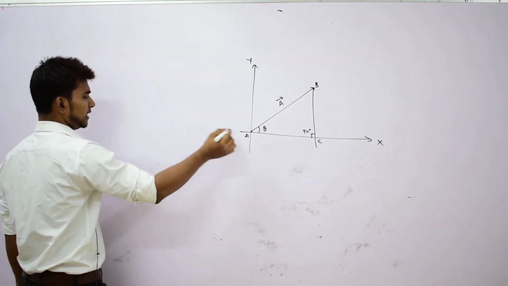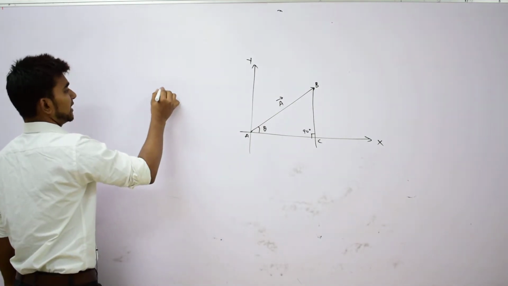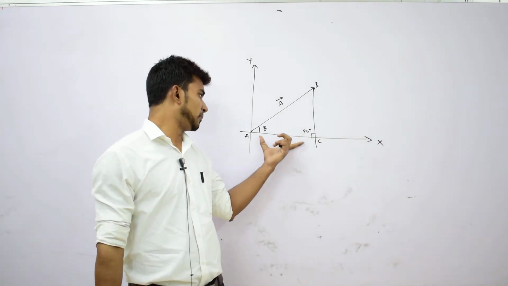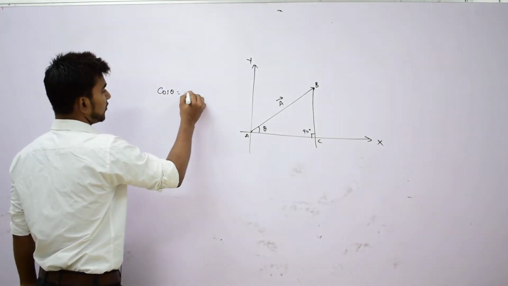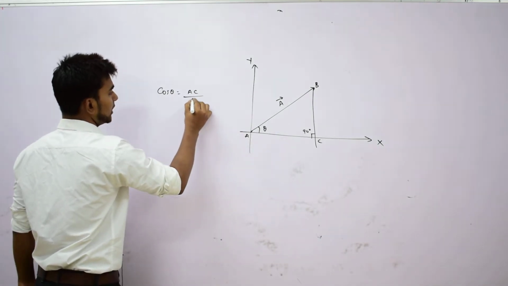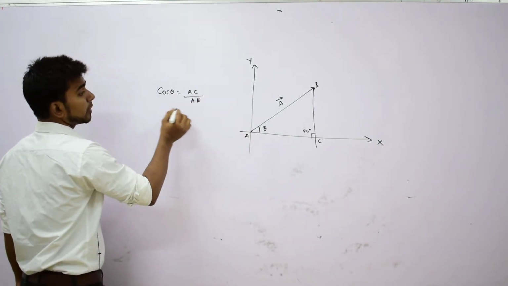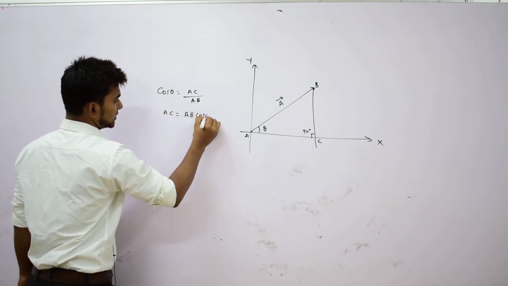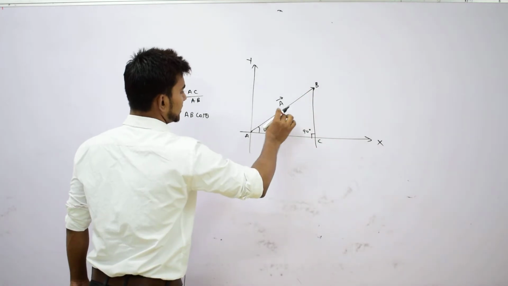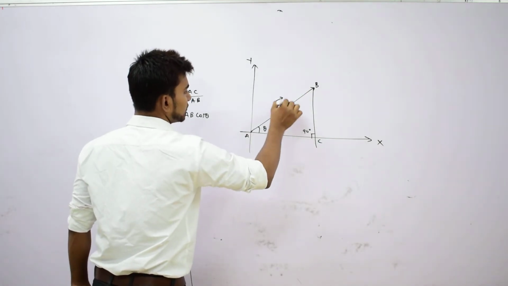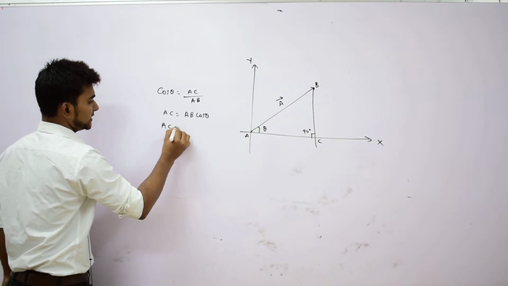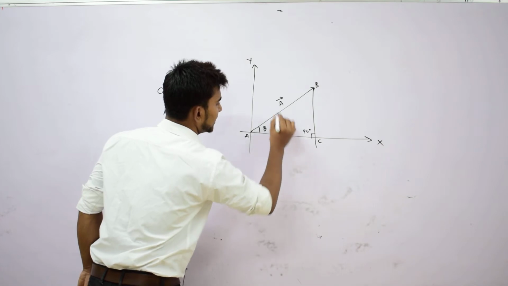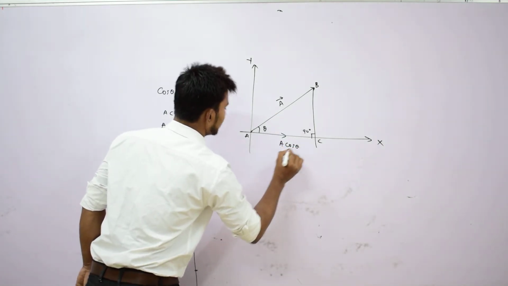If I am considering this particular right angle triangle and taking cos theta, so cos theta is the base upon hypotenuse. Base is AC and hypotenuse is AB. So how can we get the value of AC? AC is equal to AB cos theta, and AB is our vector, which is A. So AC will be A cos theta, meaning in this particular direction its component will be A cos theta.